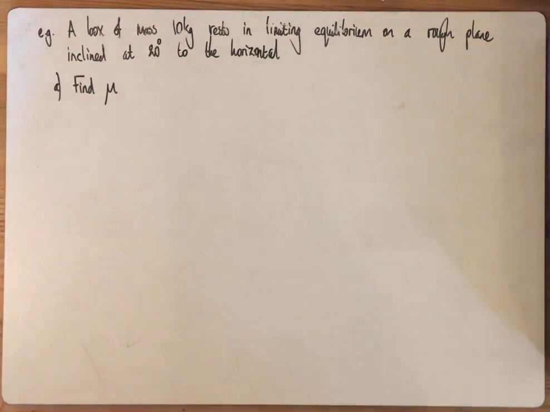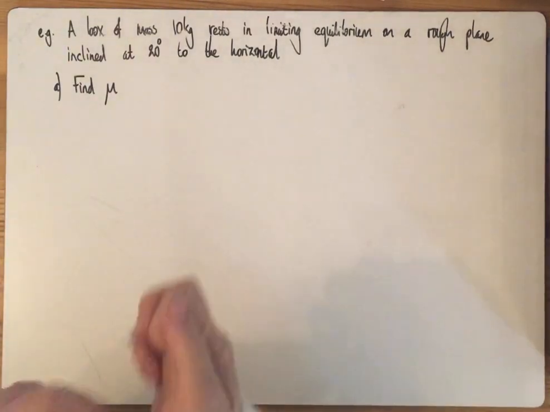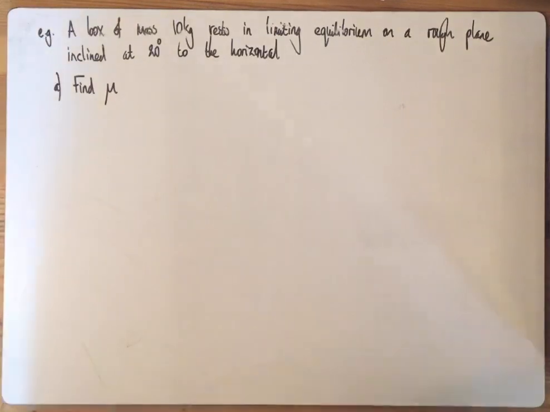Okay, just going to add in a horizontal force as well, but to start with, we've got a box of mass 10 kilograms that rests in limiting equilibrium on a rough plane inclined at 20 degrees to the horizontal, and we want to find mu. So if it's in limiting equilibrium, it's on the point of sliding, and the friction is at its maximum, and so the friction equals mu R.